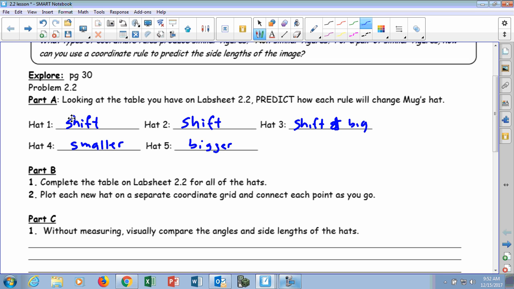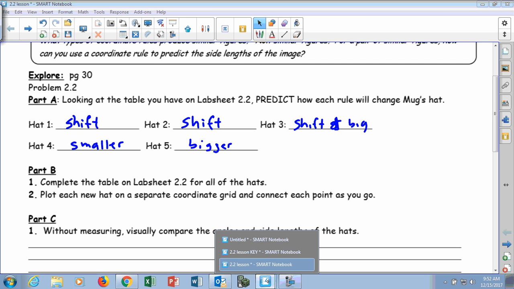Anthony, can you go get that to Isabel? All right. So if you went and completed your table, it should look something like this.